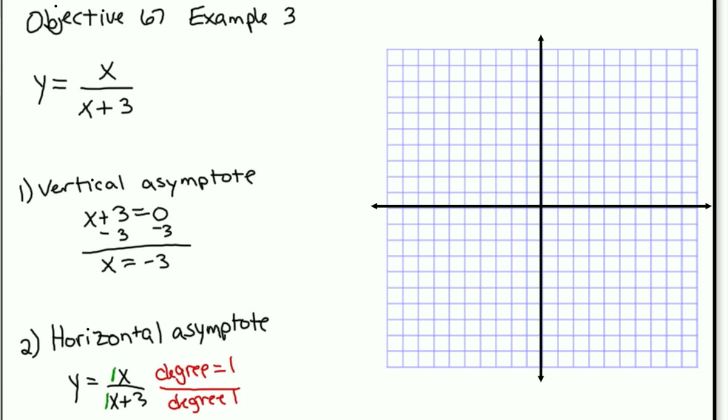So the horizontal asymptote exists at the ratio of the numerator over the denominator. So basically y equals 1 over 1, which is 1. So our horizontal asymptote here is y equals 1. We'll draw our asymptotes in. Here's x equals negative 3, and y equals positive 1.